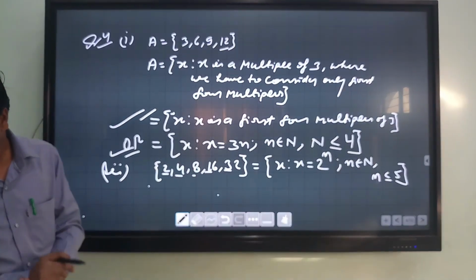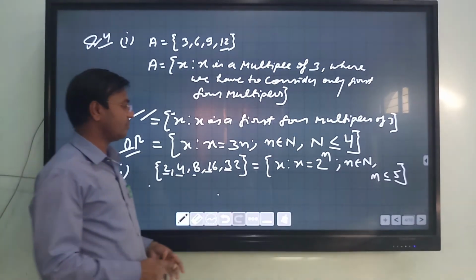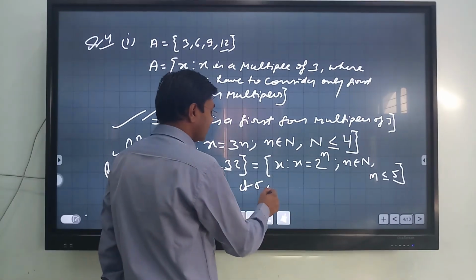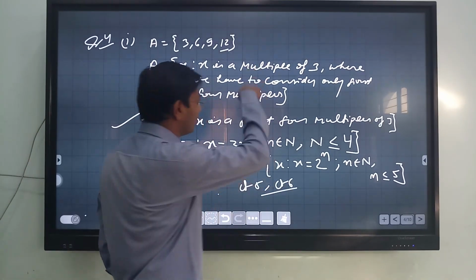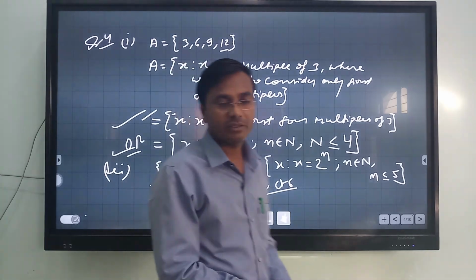Similarly, two more parts are there, question number 5 and 6. So try to solve question number 5 and 6 also. I think you can solve them if you have got these concepts. Further, if you have any query, you can ask me. Thank you very much.